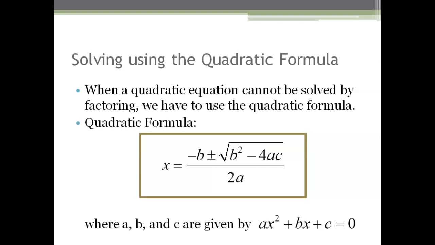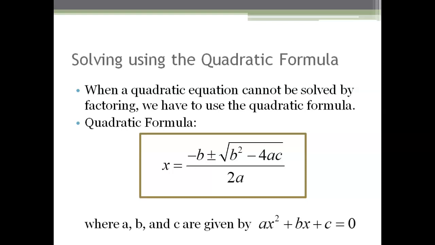Now, what are a, b, and c? A, b, and c are given in the quadratic if you write it in standard form, ax squared plus bx plus c. So similar to when we were talking about how to factor, how to split the middle, your a, b, and c are still the same coefficients.